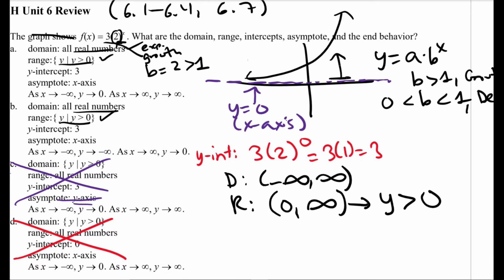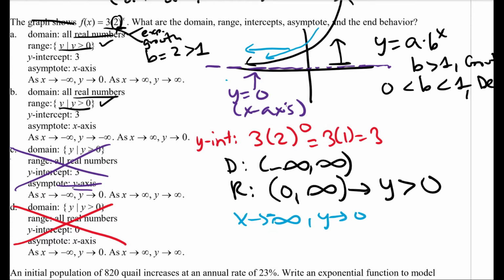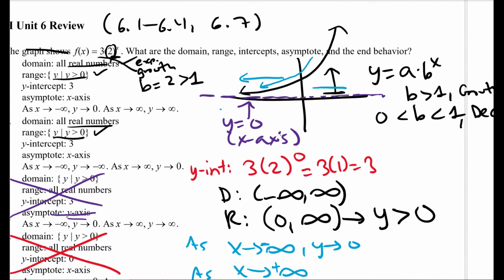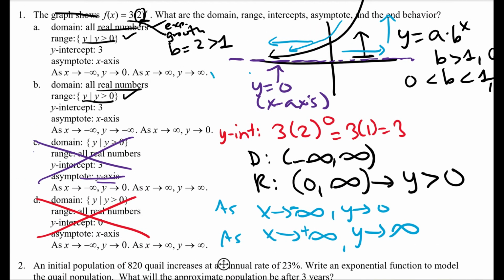Now let's look at the end behavior. As x goes to negative infinity, the graph goes down to 0. So for my end behavior, as x approaches negative infinity, y approaches 0. And as x approaches positive infinity, which means as it goes to the right, the graph goes up. So y approaches infinity. The only one that satisfies that criteria is A.